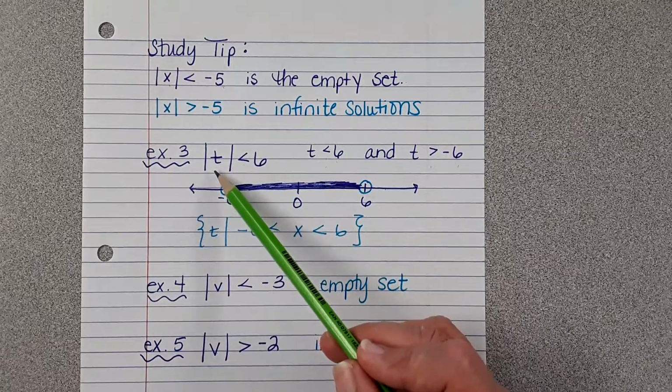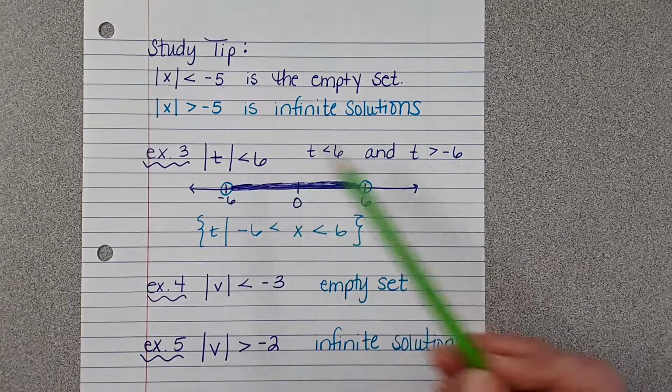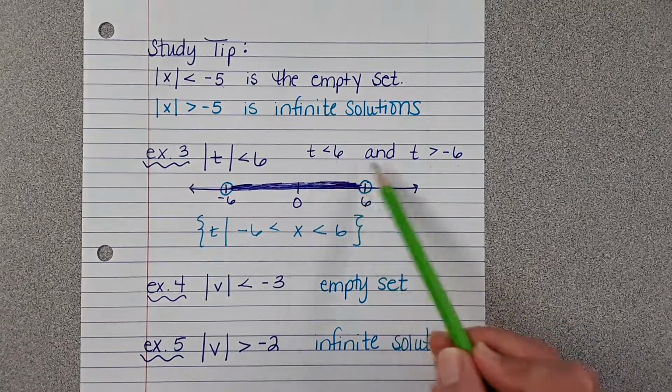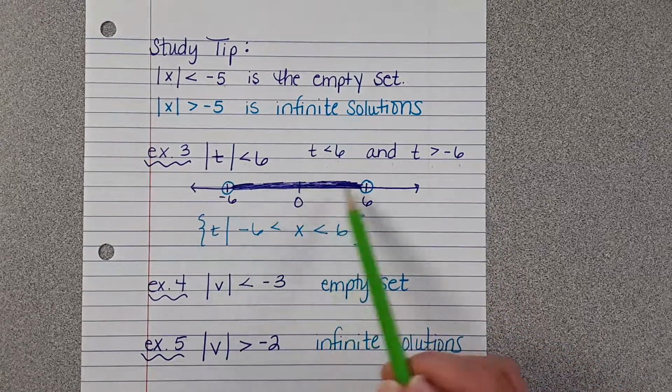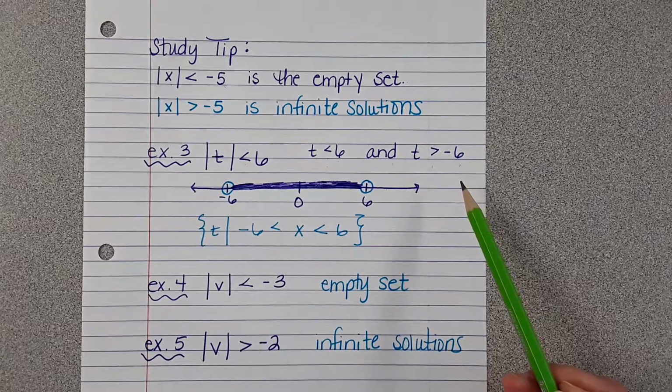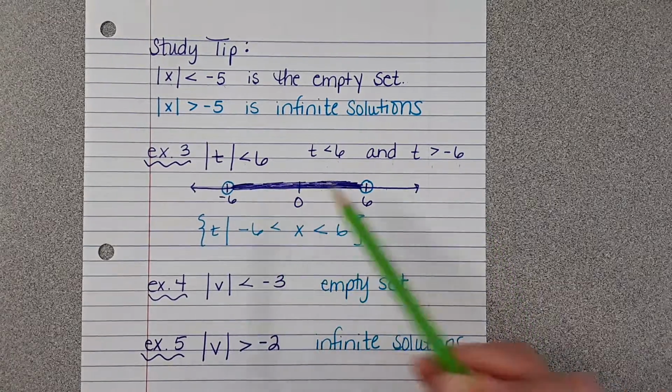So if the absolute value of t is less than 6, you set it up as t is less than 6 and t is greater than -6. The reason I know it's and is because I shaded in between. If you do not shade in between, then it's an or.